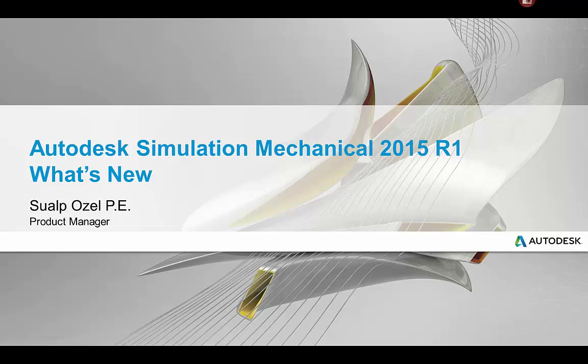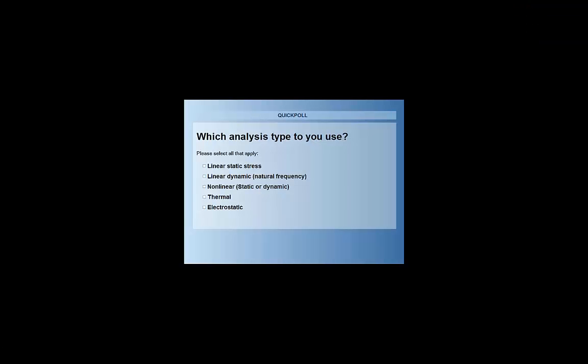The first one is, which analysis types do you typically use when you do mechanical analysis? You can pick as many that apply. Not surprisingly, 90% of you do linear static stress, followed by nonlinear, about 80% of the attendees, and then about 50% for linear dynamic, and about 35% for thermal, and then there's a few of you out there that do electrostatics.